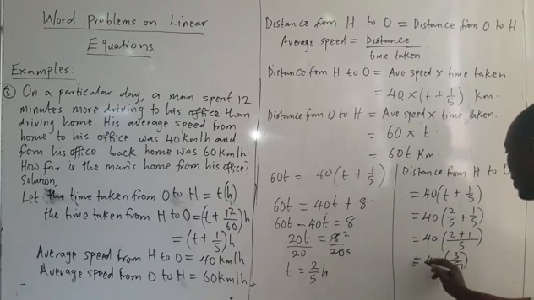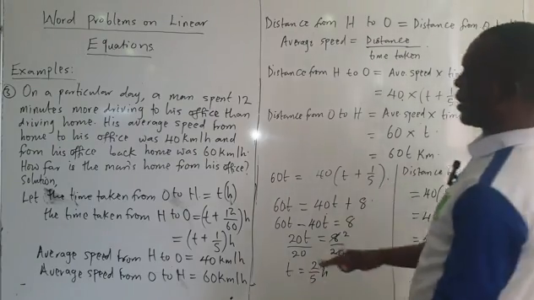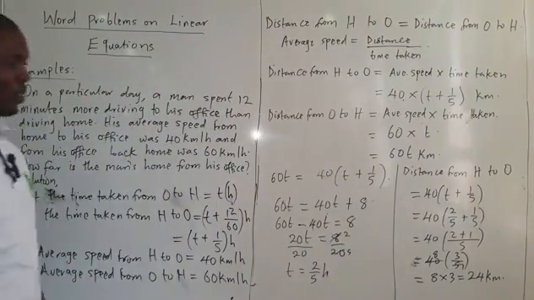So 5 and 5, 1. 5 into 40, that's 8. So we are left with 8 times 3, which is 24. The unit for distance is kilometer. So you can now see the distance from home to office, which is equal to the distance from office to home, is 24 kilometers. So this is the solution to example 3. Please, you have to follow the step-by-step process of solving word problems on linear equation. So thank you.